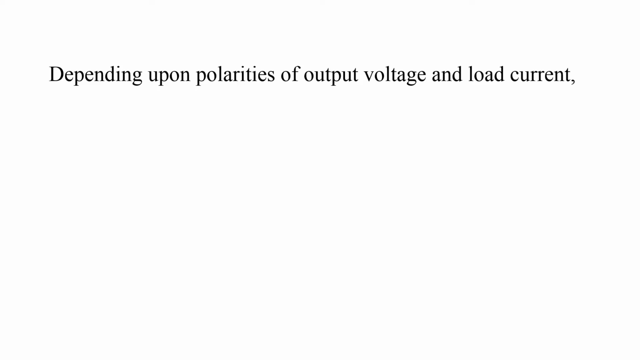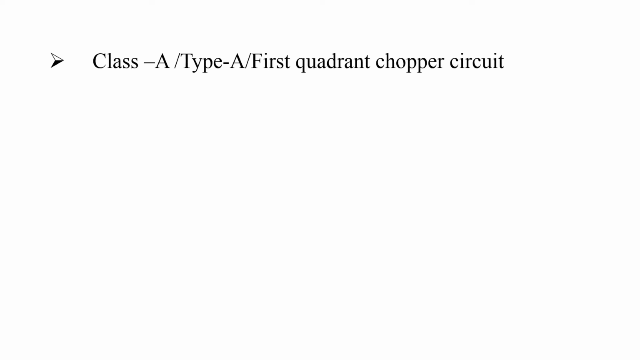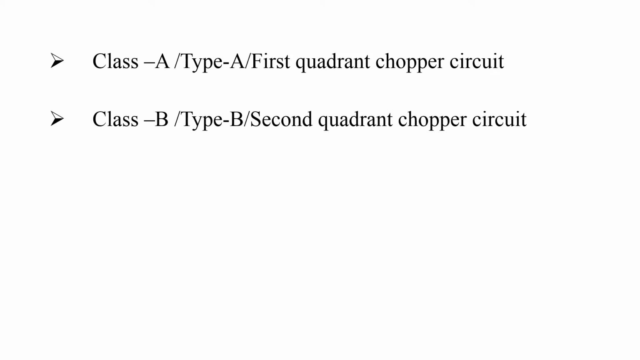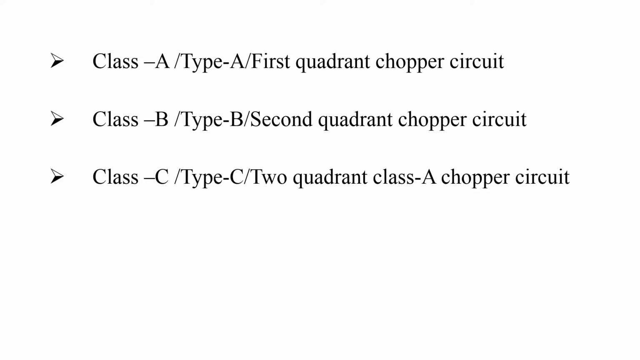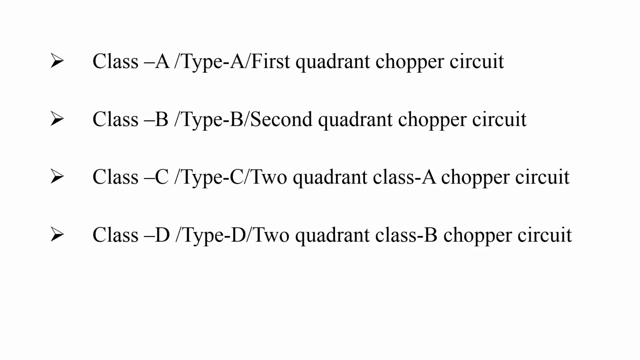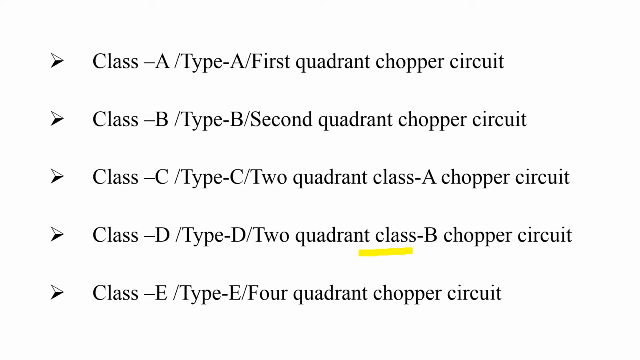Coming to classification, depending upon the polarities of output voltage and load current, the chopper circuits are classified into 5 types. They are from class A to class E. That is, class A, type A, first quadrant chopper, class B, type B, or second quadrant chopper, class C, or two quadrant class A chopper, class D or two quadrant class B chopper, and finally class E, type E or four quadrant chopper circuits. I think we completed up to class D chopper.